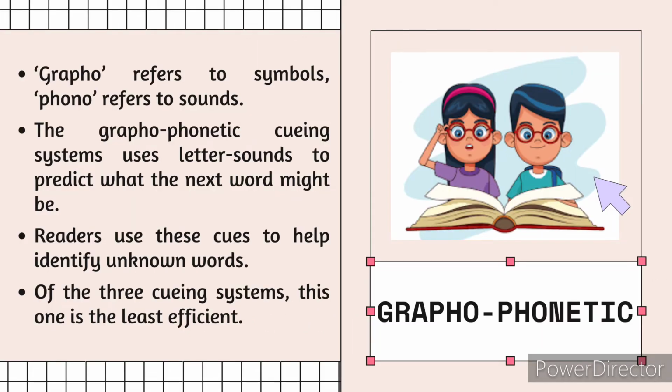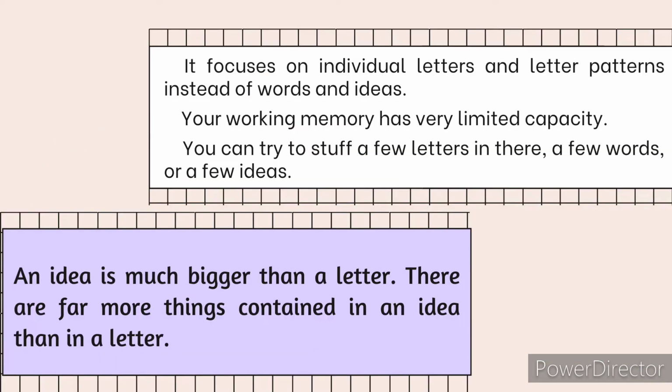Graphophonetic. Grapho refers to symbols. Phono refers to sounds. The graphophonetic cueing system uses letter sounds to predict what the next word might be. Readers use these cues to help identify unknown words. Of the three cueing systems, this one is the least efficient. Why? Because it focuses on individual letters and letter patterns instead of words and ideas.